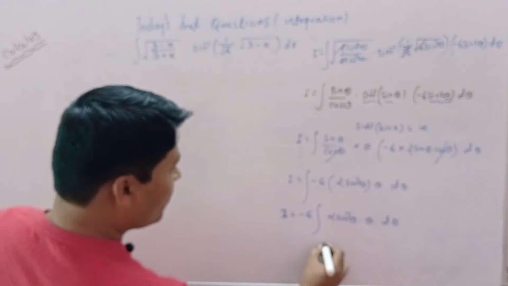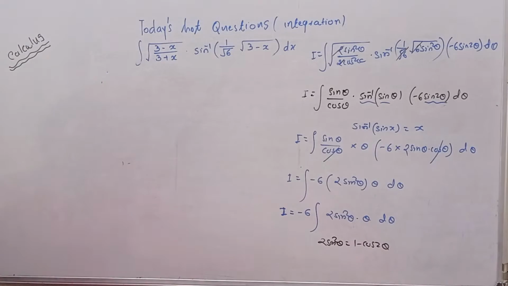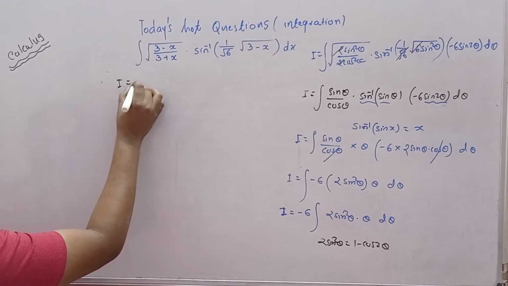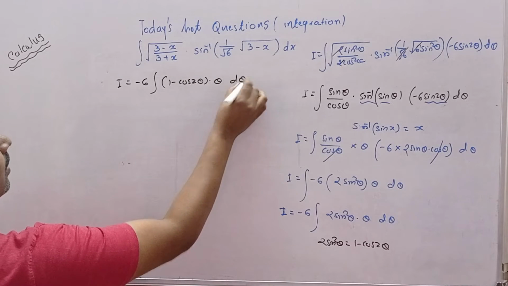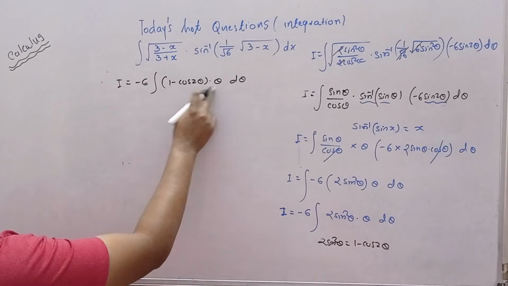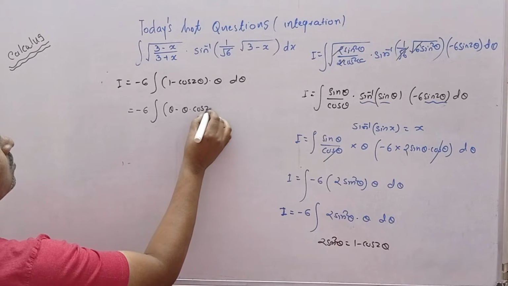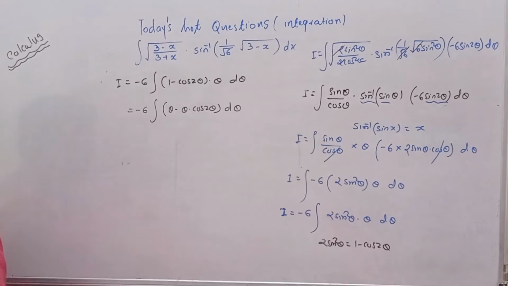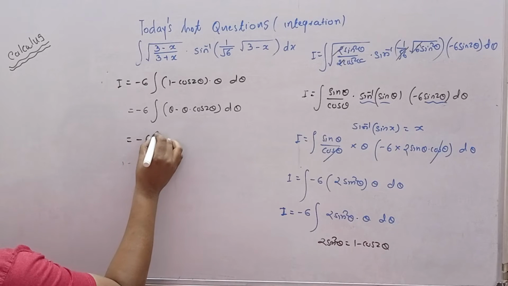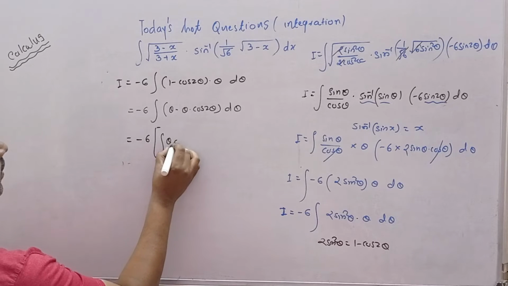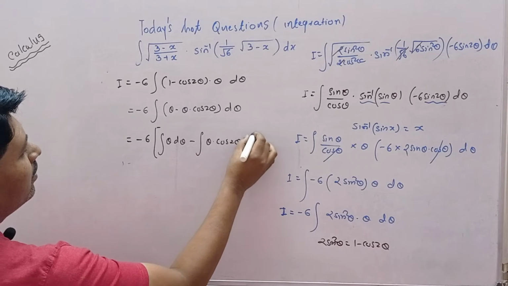Here we also know that 2 sine square theta is equal to 1 minus cos 2 theta. This integration becomes minus 6 times the integration of (1 minus cos 2 theta) into theta d theta, and multiplying throughout by theta, we get the integration of theta minus theta into cos 2 theta d theta. Now we can find the separate integration of both these functions, that is minus 6 times the integration of theta d theta minus the integration of theta cos 2 theta d theta.